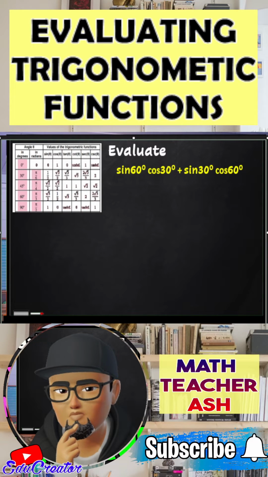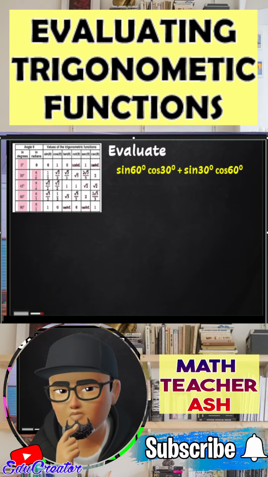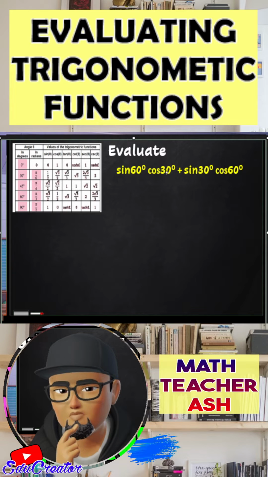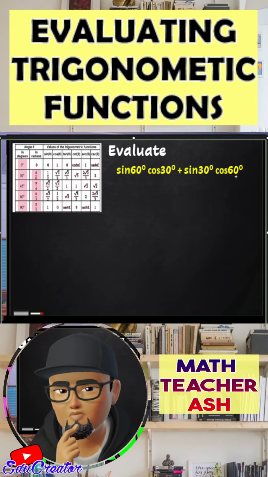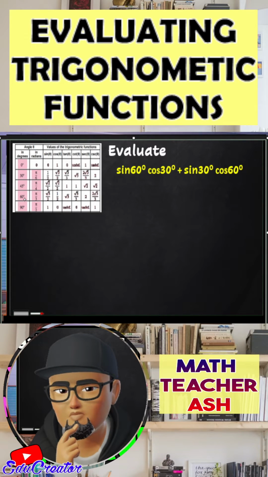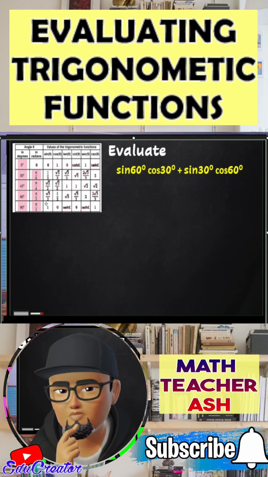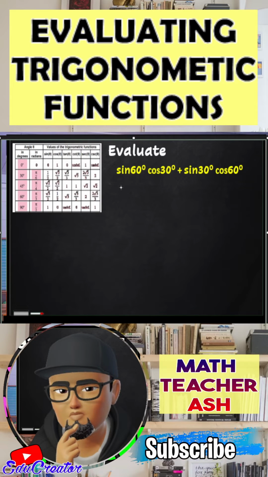So we have here sine 60 degrees cosine 30 degrees plus sine 30 degrees cosine 60 degrees. So my dear math learners, this is very easy. Why? Because sine 60 and cosine 30 are equivalent values. Okay? And sine 30 and cosine 60 are also equivalent values. So in our table, as we can see, the sine 60 here is square root of 3 over 2. We also have our cosine 30 square root of 3 over 2. So let me just directly solve that for you, my dear math learners.